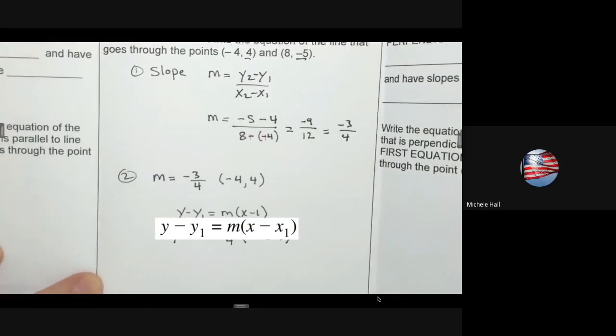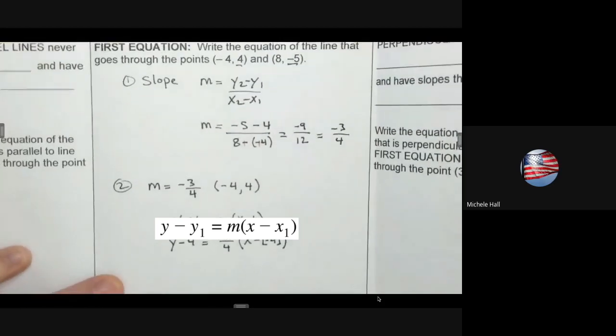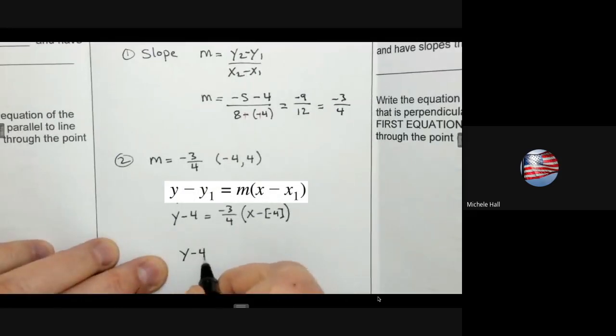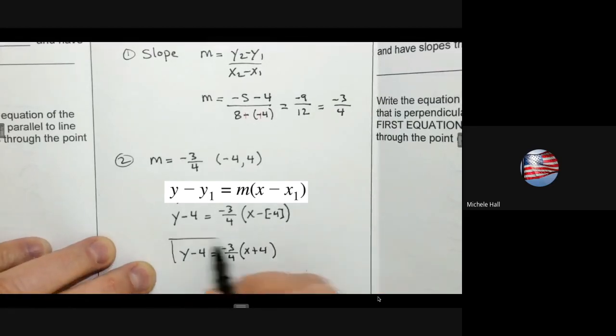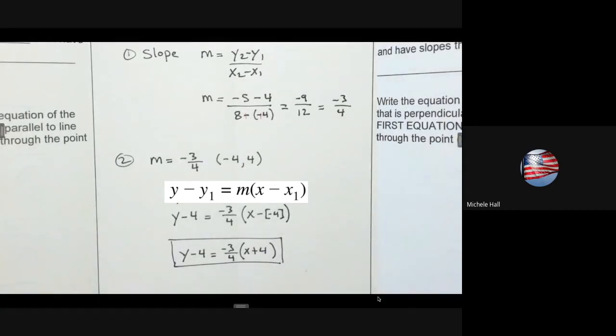Clean up those double negatives and then I'll be done. It just says write an equation. It doesn't tell me which equation to write, so I'm going to leave it in point slope. Our final equation then is y minus 4 equals -3/4 times x plus 4. There's an equation of a line.